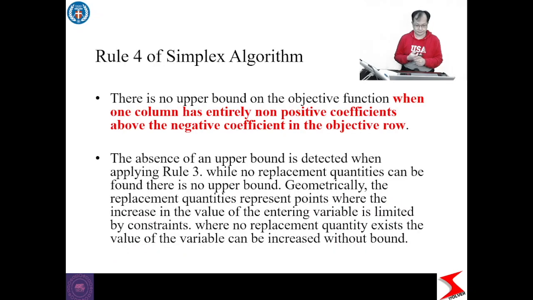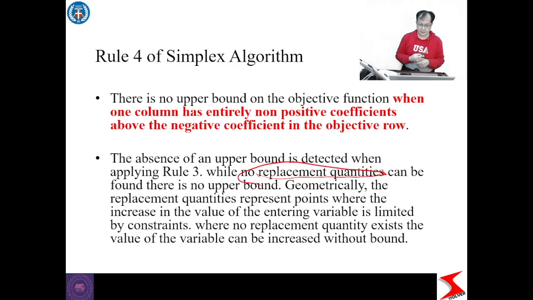So Rule 4 is to judge the upper bound. There is no upper bound on the objective function when one column has entirely non-positive coefficients above the negative coefficient in the objective row. So if you want to judge whether it is unbounded, you need to depend on Rule 4. The absence of the upper bound is detected when applying Rule 3, while no replacement quantity can be found. There is no upper bound. Okay, so this is very important when you calculate the replacement quantities.